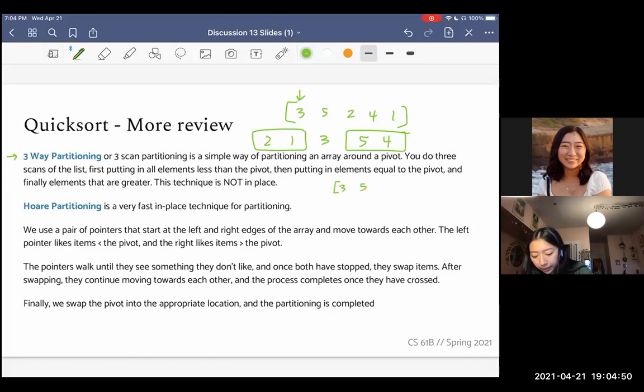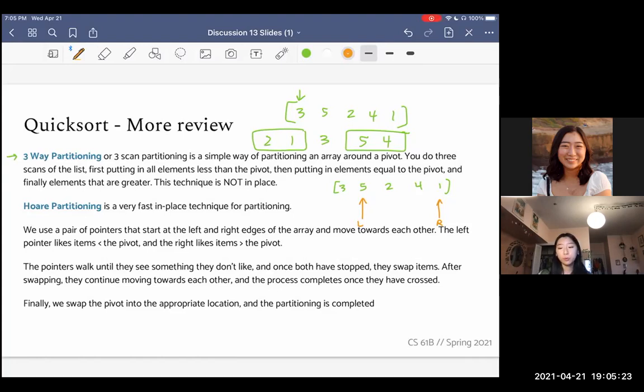The left pointer likes things that are less than the pivot, and the right likes things that are greater than the pivot. And so we can imagine that maybe our pivot here is 3, and the left pointer is starting at the first thing that's not the pivot, and the right pointer is starting at the very right, right? And so this pointer likes things that are less than the pivot. And the other thing likes things that are greater. The right pointer likes things that are greater. So this is how the algorithm starts.